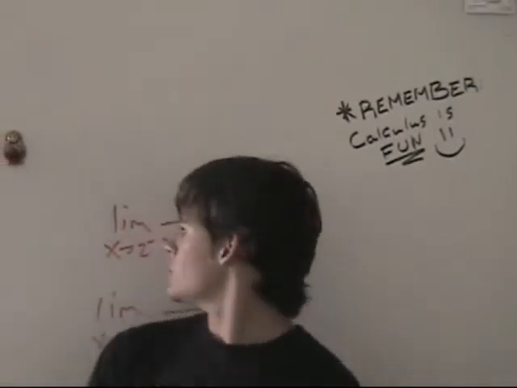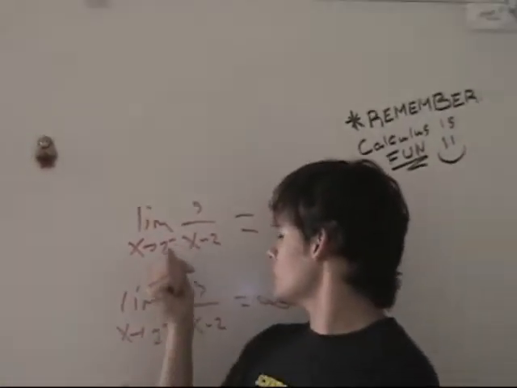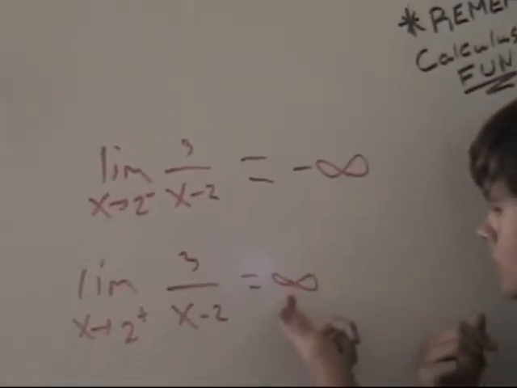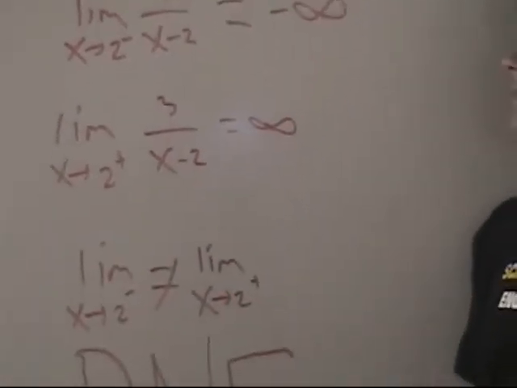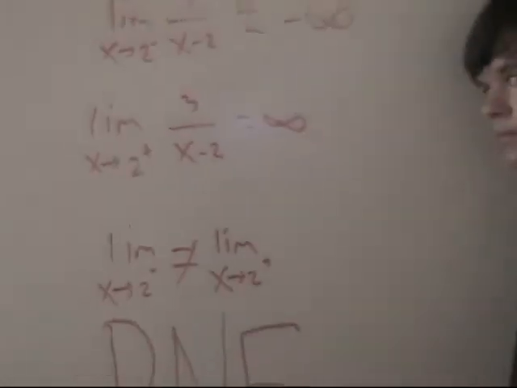Infinite limits, limits that go to infinity, need to be solved from the left and the right separately. You then compare the two limits. If they are the same, then the limit exists at either negative infinity or positive infinity. If they are different, then the limit does not exist, as in this case.